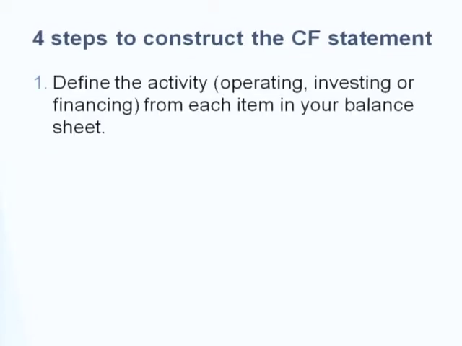So in order to construct the cash flow statement, there are 4 steps, right? The first step: define the activity for each item in the balance sheet, whether it will be operating, investing, or financing.